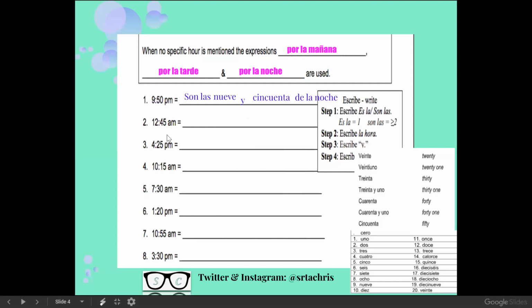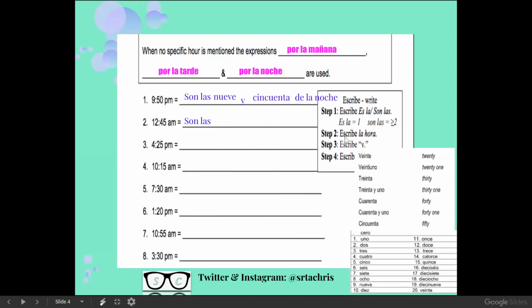We can follow the same steps for the second example. We have 12:45. Following our steps, our first step is to write either es la or son las. Take a moment to think about whether you will use es la or son las. If you said son las, you're correct. We will use son las because the hour is 2 or greater. Whenever the hour is 2 or greater, we use son las.